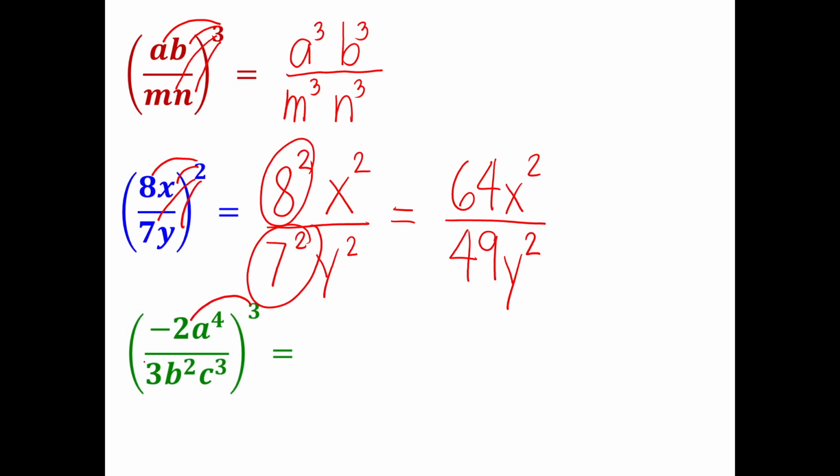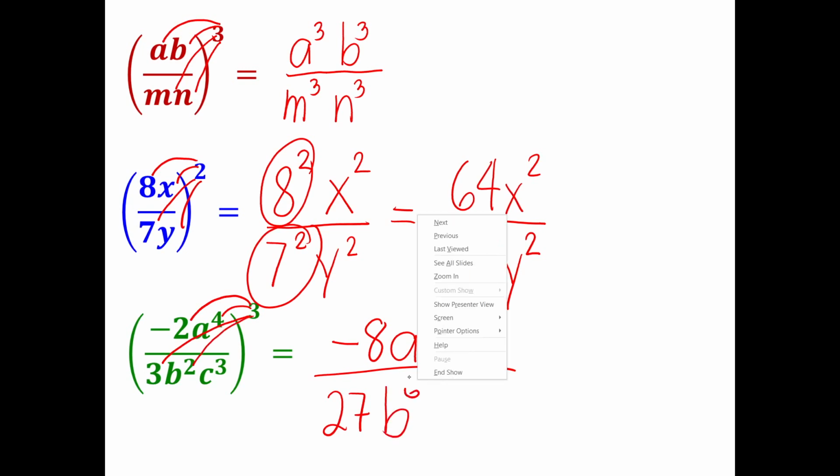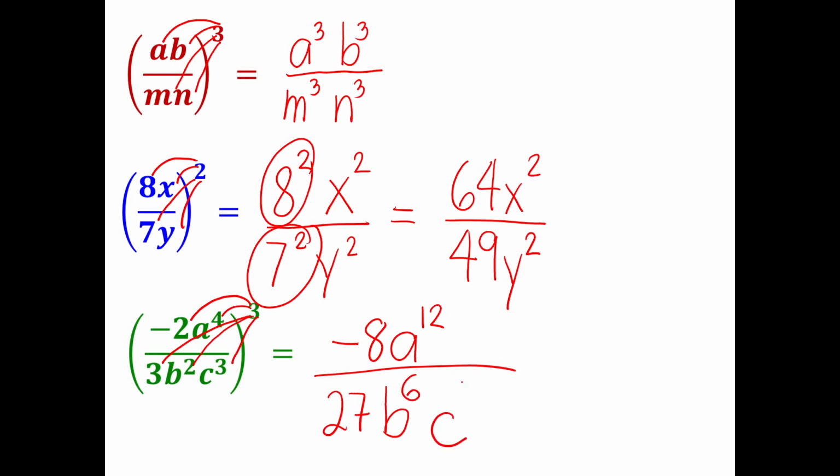Pila man ni si negative 2 cube? Negative 2 times negative 2 times negative 2. Negative 8. Diretso ta answer ha, section noble. What about 4 times 3? A raised to 12. Very good. Kini siya, what is 3 times 3 times 3? 27. What about multiply that? B raised to 6. Okay, very good. And lastly, pila exponent ni C? 9, sir. 9. Mo na, inganaon na siya basta power of a quotient.